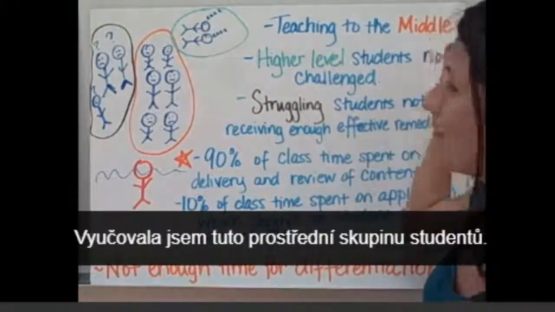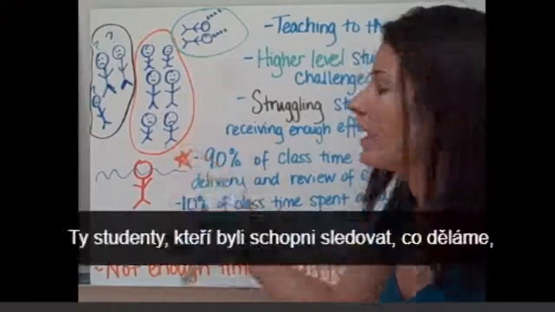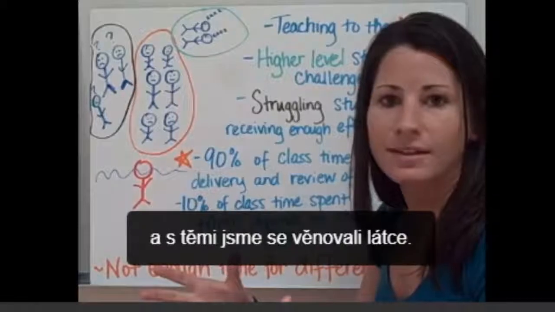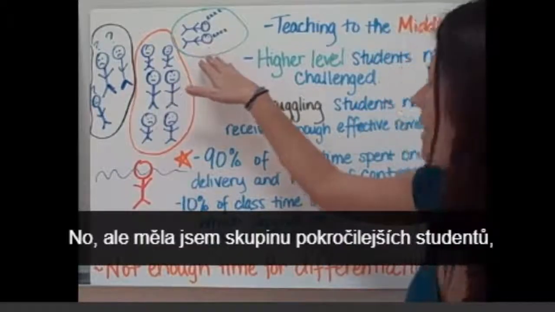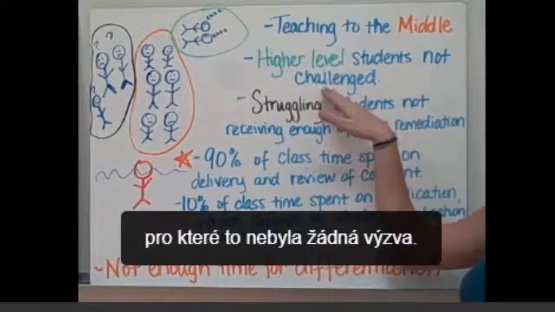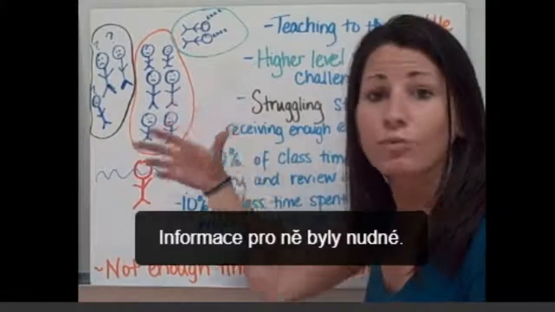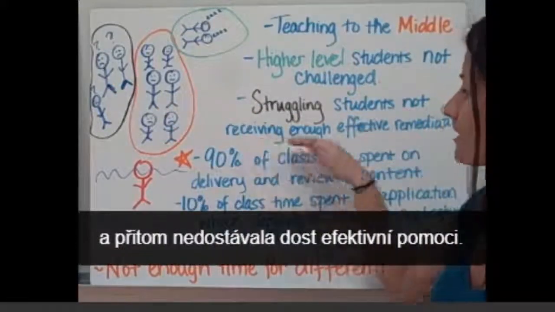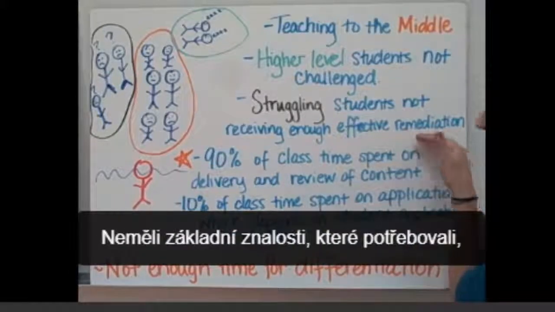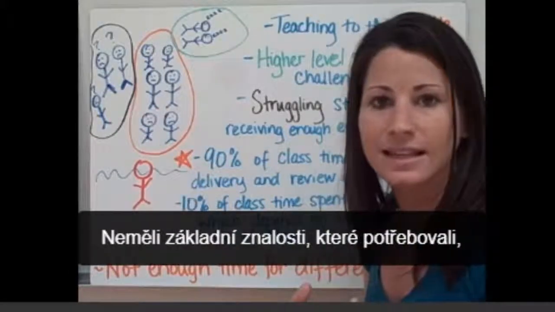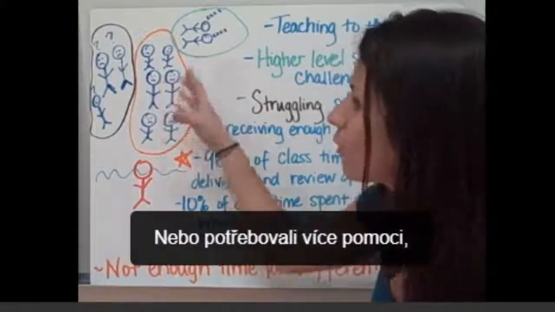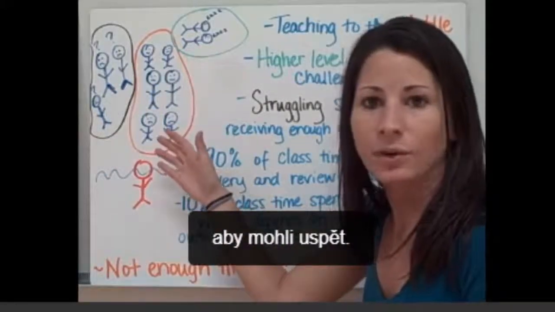I was teaching to the middle group of the class, the students that could follow along with what we were doing, and we were going through the content, while I had a group of higher level students not challenged, bored with the information, ready to move forward. And I had a struggling group of students that were not receiving enough effective remediation. They didn't have the basic content they needed to be working on the content we were currently covering, or they needed more help in order to be successful.